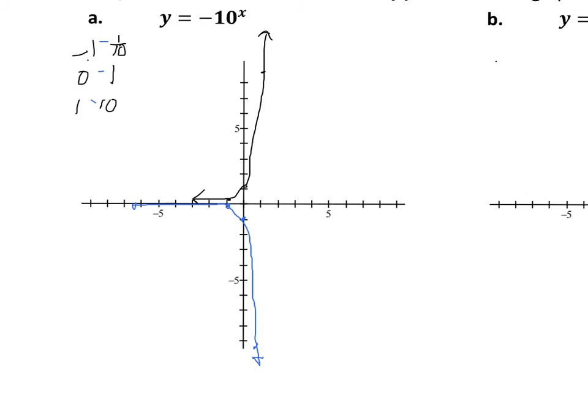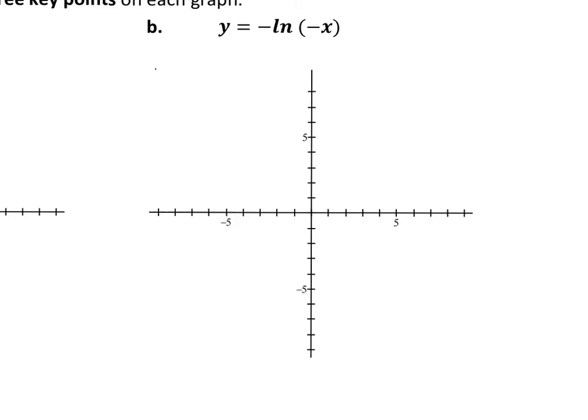Domain and range of the blue one. Domain is all real numbers, right? It's this way. It's all real numbers. What's my range? Negative infinity to 0. Good. Okay, now last one. Holy craziness, right?